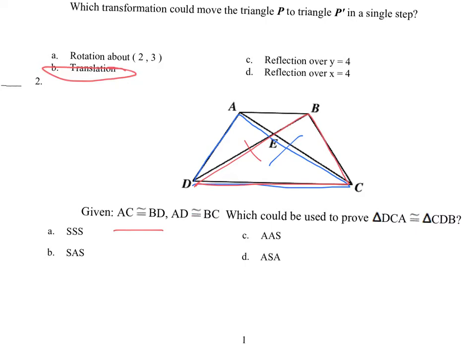Now, then we have AD congruent to BC. So AD is congruent to BC. And now they share this third side. So what we have are two triangles with three sides that are congruent, which would be side, side, side.